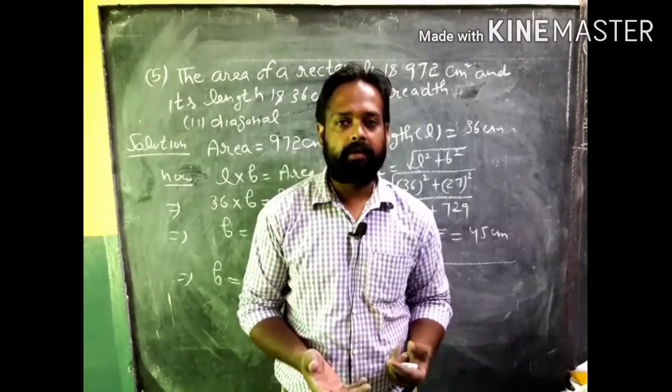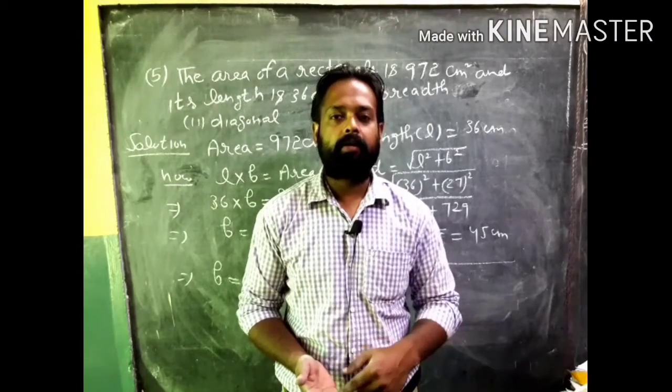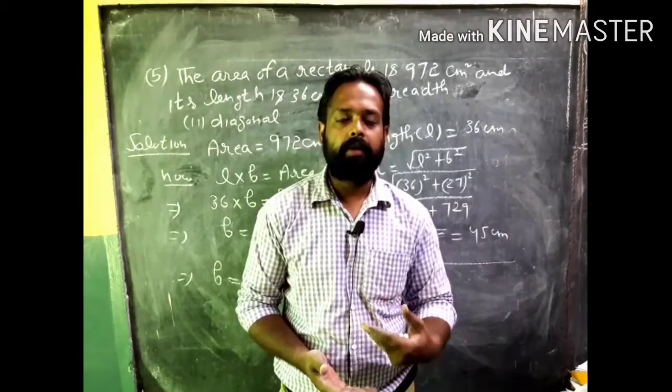The length and the diagonal are given to us, and in the third sum we have to find out the value of the breadth.